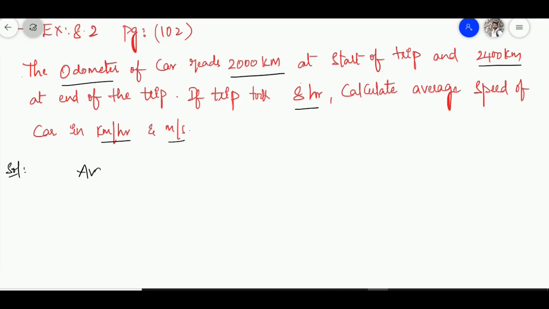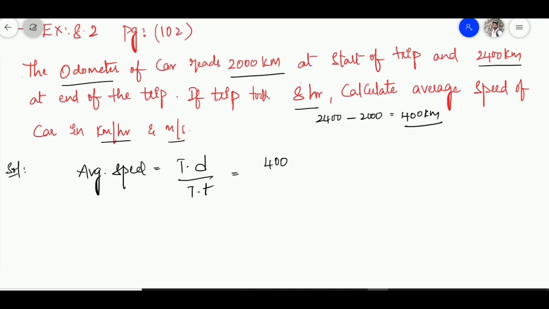Okay, so let's calculate average speed. Average speed equal to total distance by total time. What is the total distance you traveled? It was already 2000 kilometers on the meter when you entered the car. Finally it is 2400. So the total distance you traveled is 400 kilometers, isn't it? Because 2400 minus 2000 gives you 400 kilometers. Okay, so 400 kilometers by what's the total time it took? 8 hours. That gives you 50 kilometers per hour. Done with this.